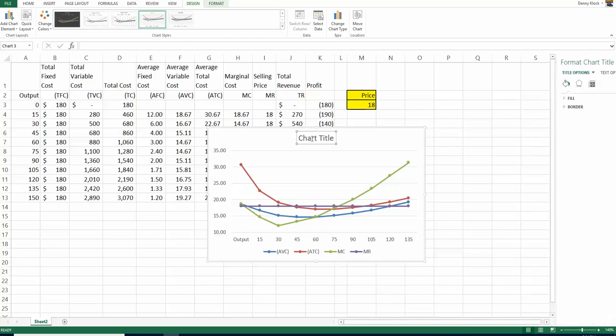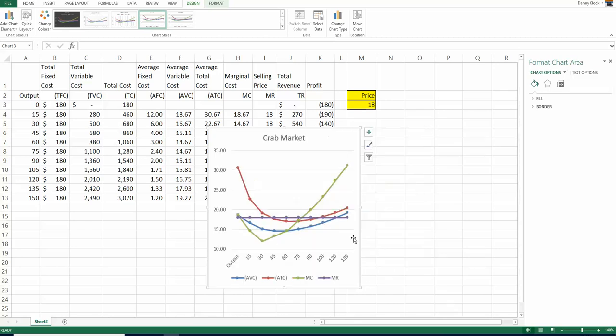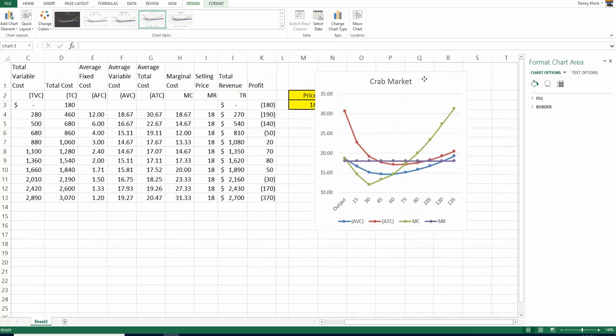My chart title should be crab profits, no crab, and a market. Those are for me. I'm going to shrink it up a little bit, and of course there's our great graph here. I'm going to throw it out to the right.